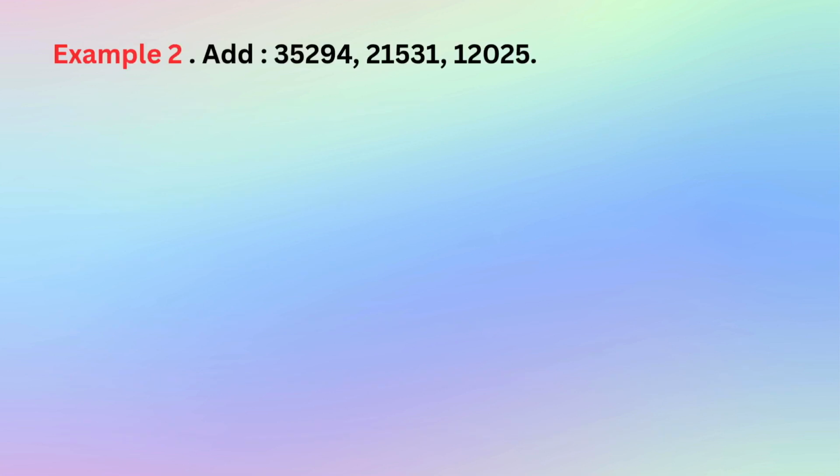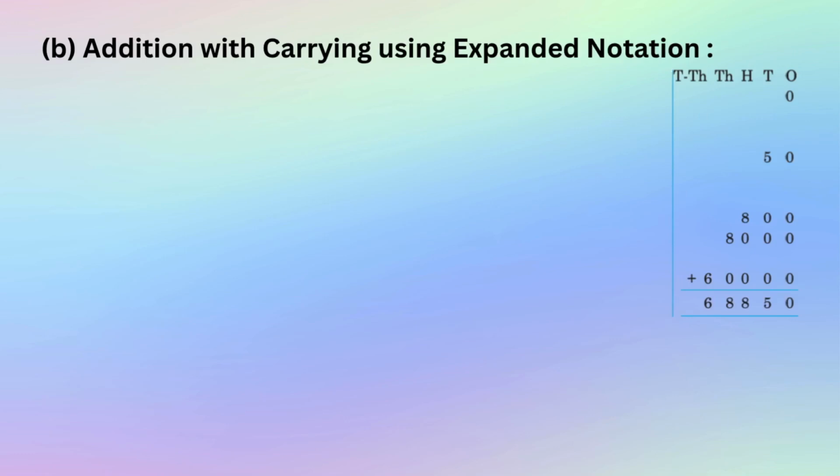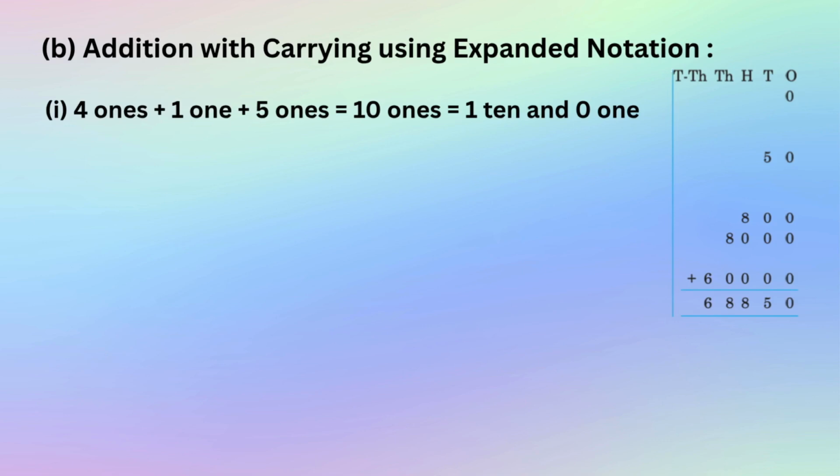Example 2. Add 35,294, 21,531, 12,025. Solution. Arranging the numbers, we get B. Addition with carrying using expanded notation. 1. 4 ones plus 1 one plus 5 ones equals 10 ones equals 1 ten and 0 ones.